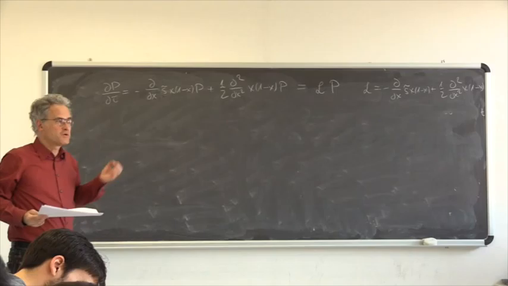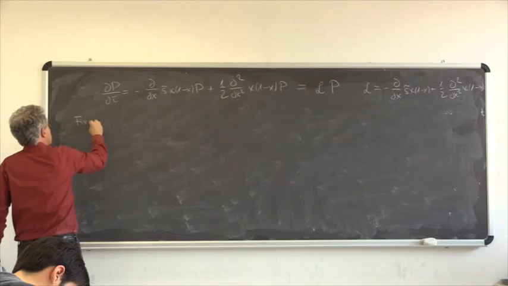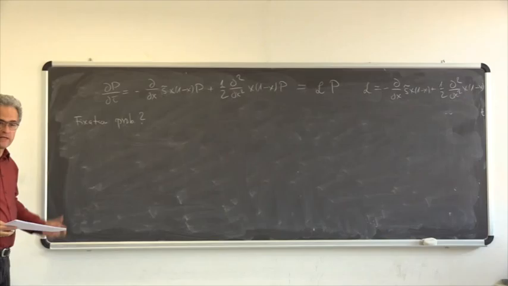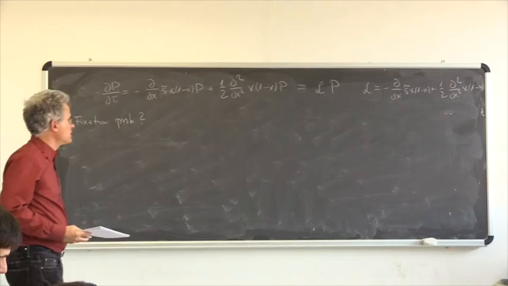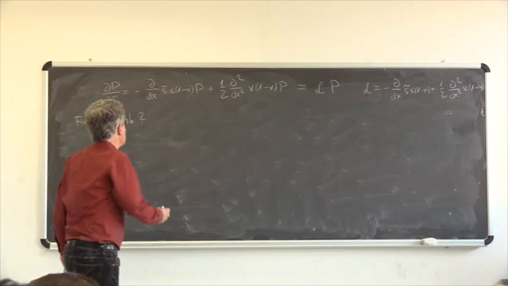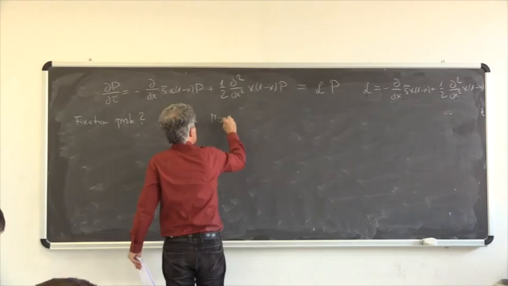So what is the fixation probability? Here I will refer to what I said in the beginning, namely that in order to obtain the fixation probability, we should look for an eigenfunction of the adjoint of this operator L. This is what we did for the Moran model. So recall the situation for the Moran model.